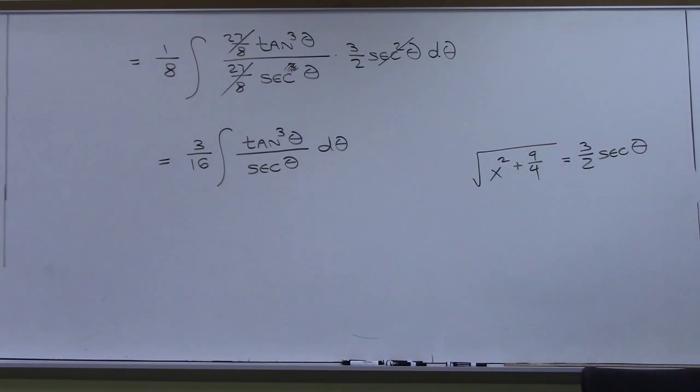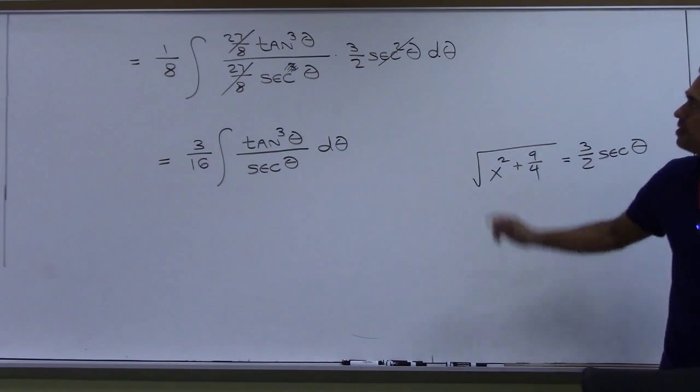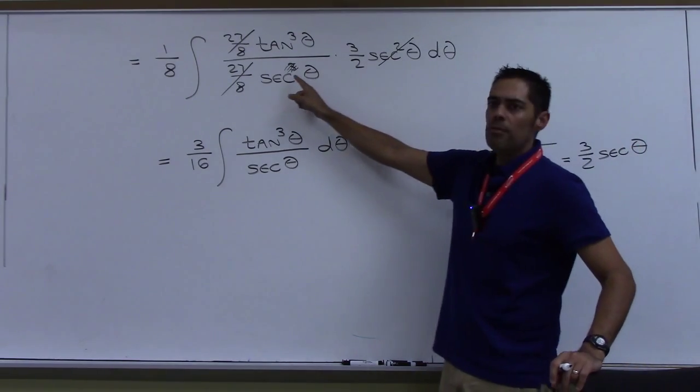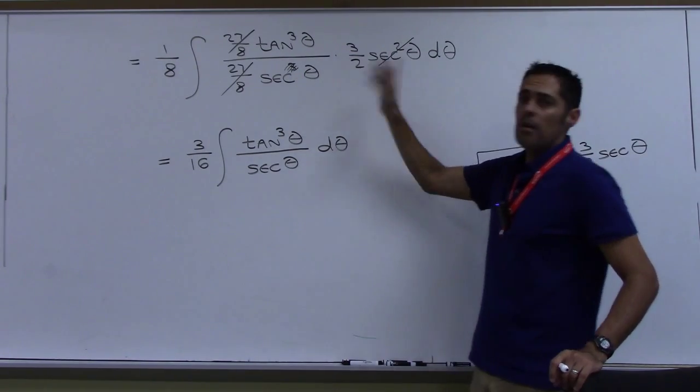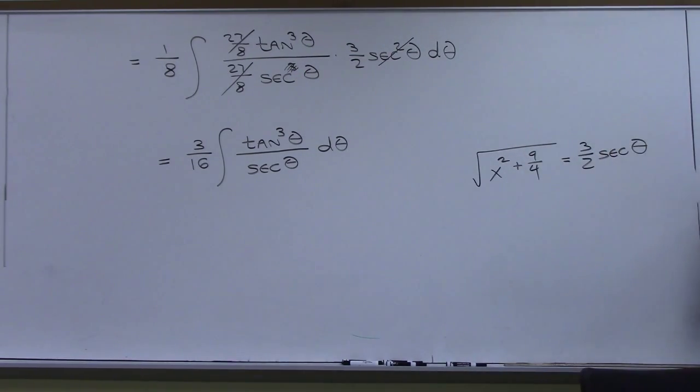Did y'all make progress? The secant squared here canceled with 2 of the factors of secant. There were 3 secants down here, right? So 2 of them went away. You should have 1 down there. We do use substitution at the end, right? I don't know. We're about to find out.